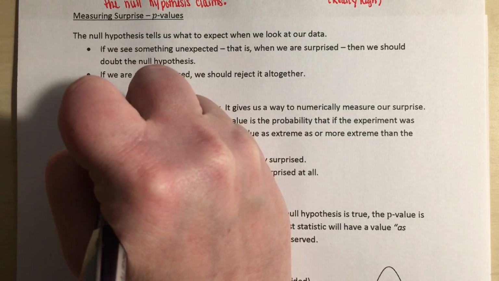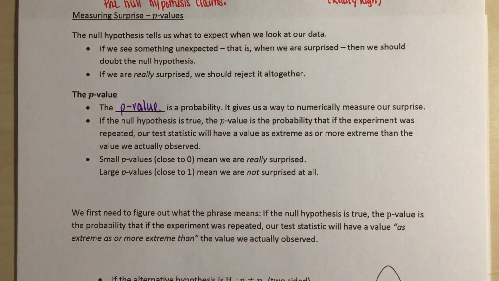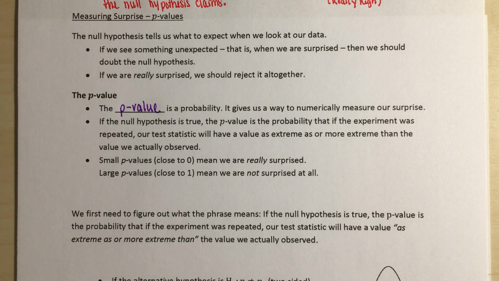So the p-value is a probability, which is why we use the letter P, right? Because it's a probability, it gives us a way to numerically measure our surprise. If the null hypothesis is true, the p-value is the probability that, if the experiment was repeated, our test statistic will have a value as extreme or more extreme than the value we actually observed. Small p-values close to 0 mean we are really surprised. Large p-values close to 1 or 100% mean we are not really surprised at all.